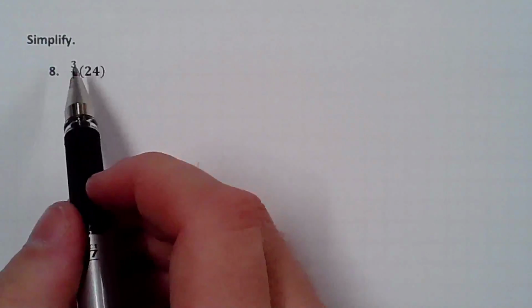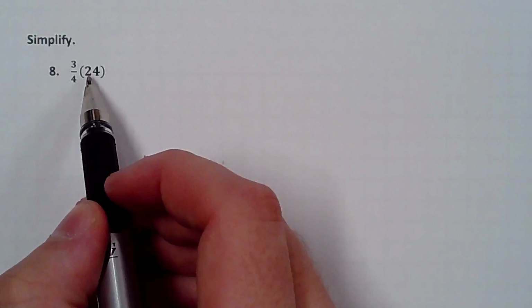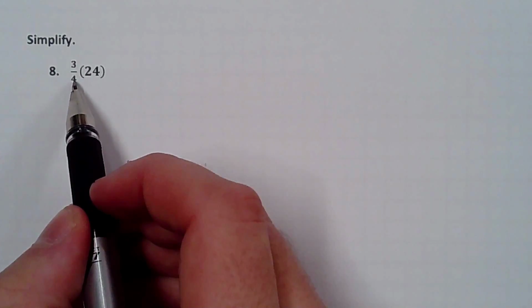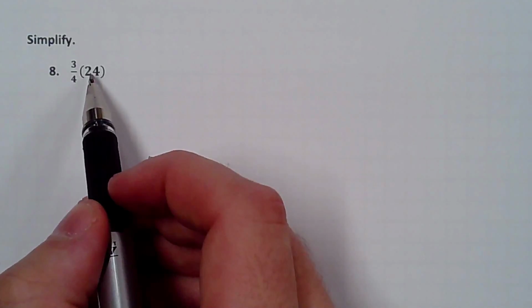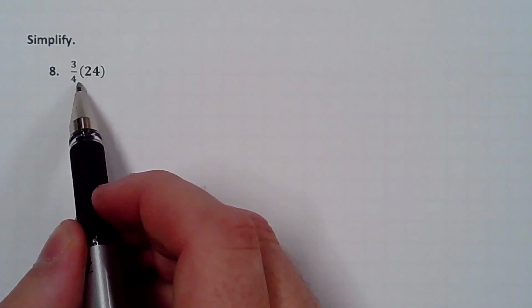Another way to read this. 3 divided by 4, because fractions are just division, right? Times 24. So we can divide by 4 first, and then times by 24. Ugh. How about we do this? What's 24 divided by 4? Let's do that first. See how I divided?